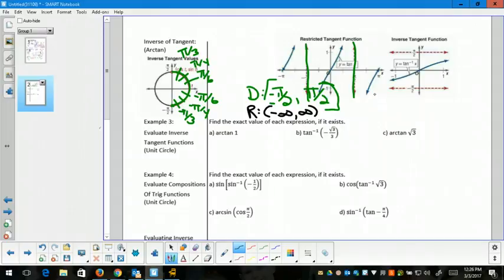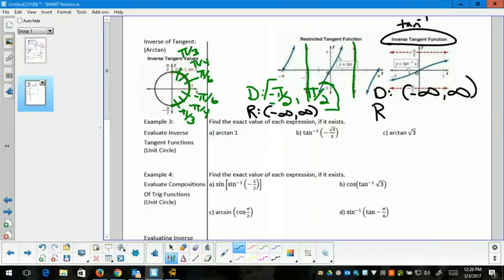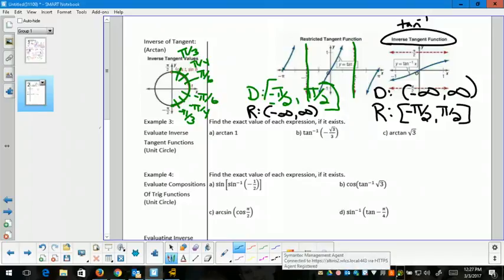So my domain for arc tangent is going to be negative infinity to positive infinity. I can have any input, and my range will fall somewhere between negative pi over 2 and pi over 2. Some of you are going, okay, that's mind-blowing. How can the domain go for that? But it does, because we're talking about fractions and dividing.